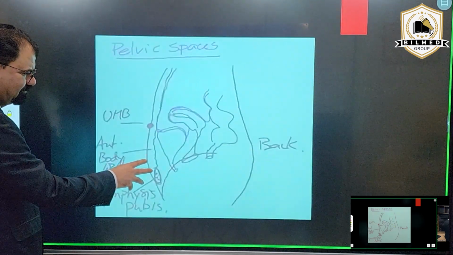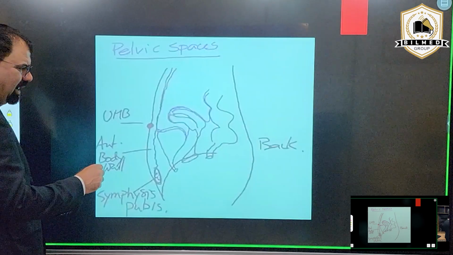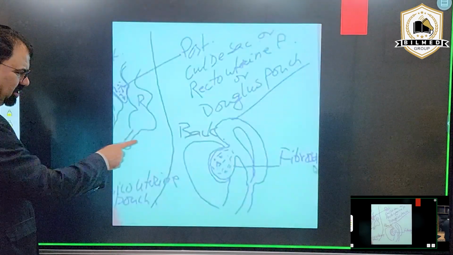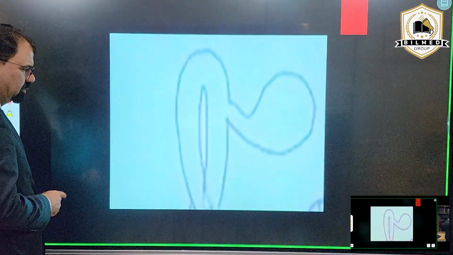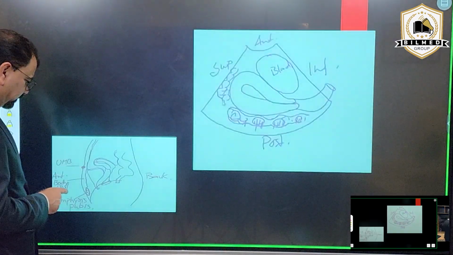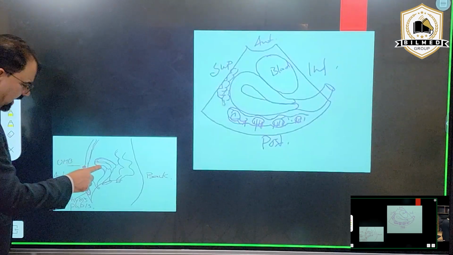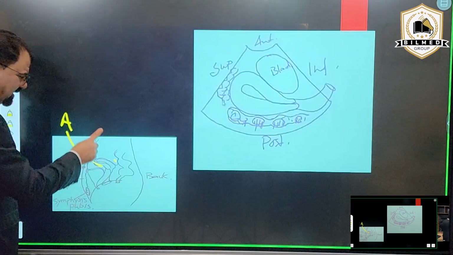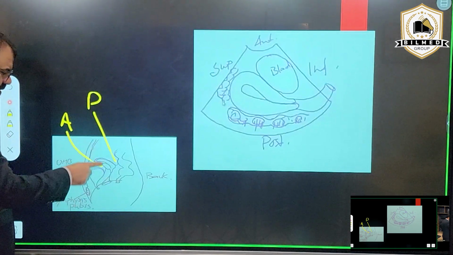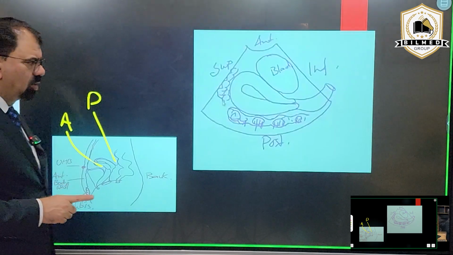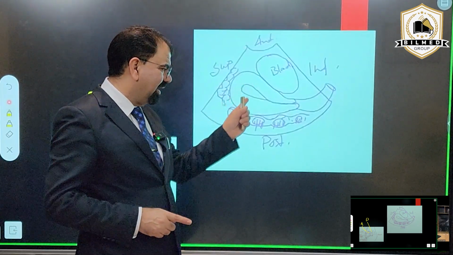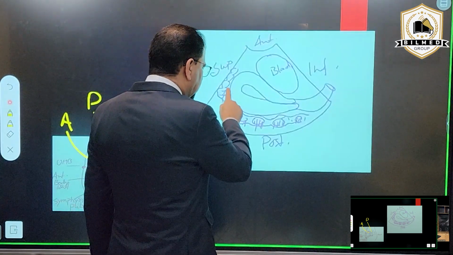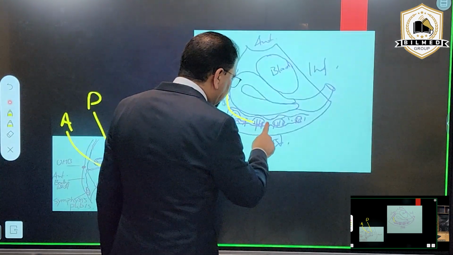Now, let us see where is the anterior cul-de-sac and where is the posterior cul-de-sac on ultrasound. Keep this in your mind. Anterior cul-de-sac is over here. This is anterior, and posterior cul-de-sac is over here. Now, where this anterior and posterior will be seen on the ultrasound monitor, this is anterior, posterior cul-de-sac.